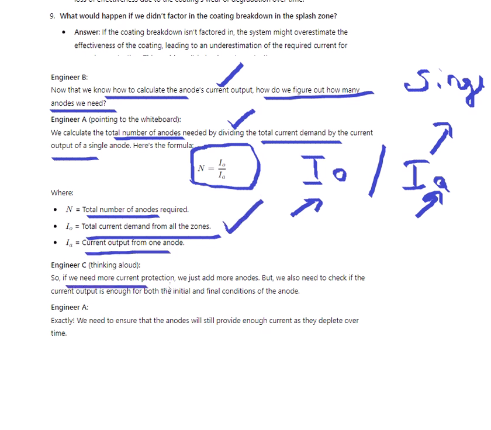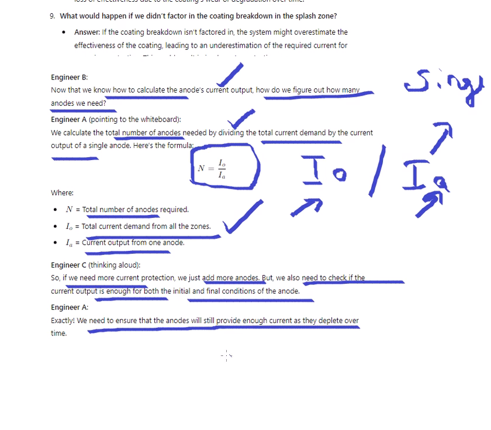So if we need more current protection, we just add more anodes. But we also need to check if the current output is enough for both the initial and final conditions of the anode. We need to ensure that anodes will still provide the current as they deplete over time, even after depletion.